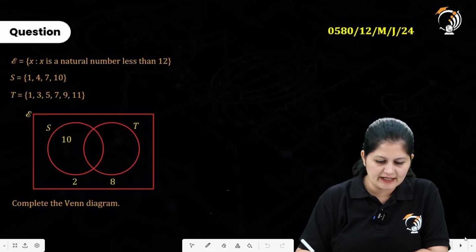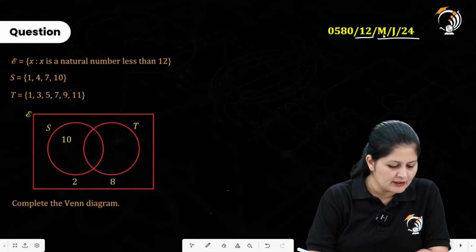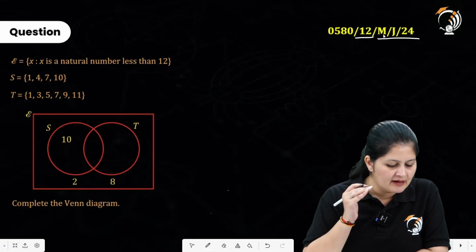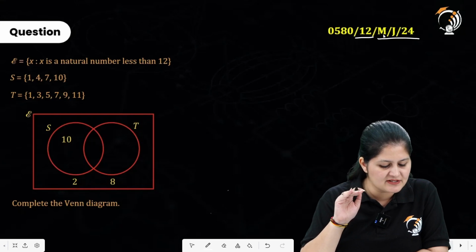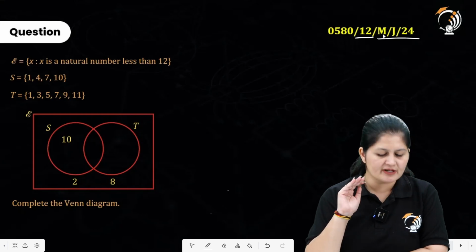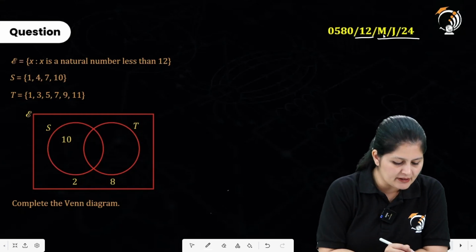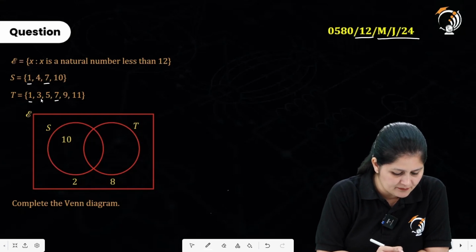Moving forward to the next question, which is from the paper of May-June 24, variant 1-2. The question says that x is a natural number less than 12. Set S has the elements 1, 4, 7 and 10, while set T has the elements 1, 3, 5, 7, 9 and 11. We need to complete the Venn diagram here. Firstly, let's look for the elements that are common in both of them. We can observe that 1 is common, 7 is common, so we are going to write 1 and 7 here.